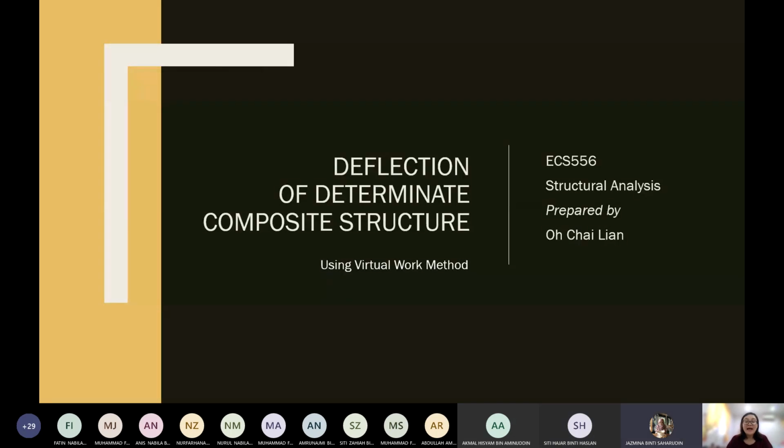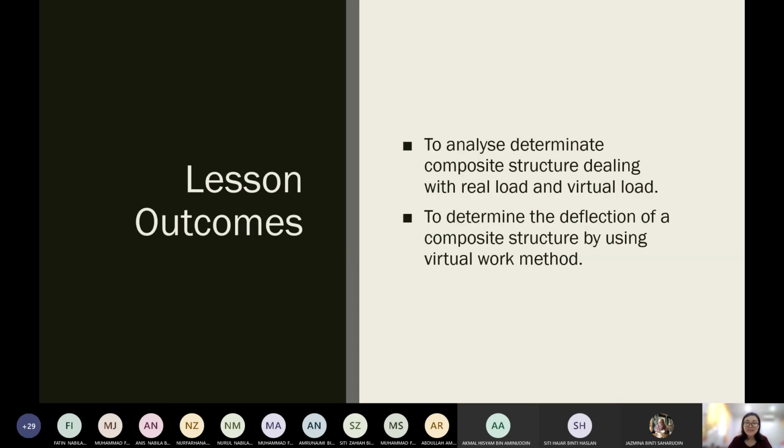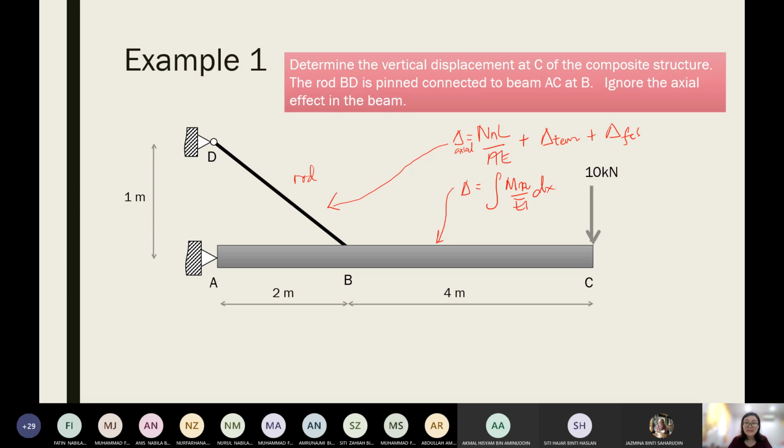Okay, so this is the topic of our lesson today, Example 1. We need to determine the vertical displacement at C of the composite structure. As I mentioned just now, we need to have a combination of these different types of structure. For example, here we have a rod. The rod is having only axial force.